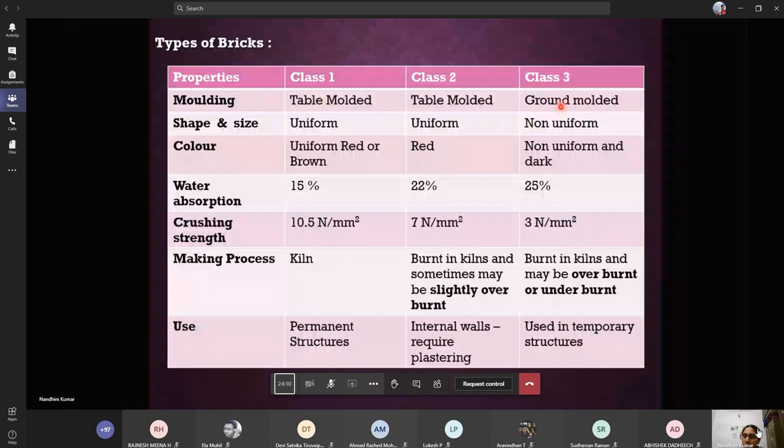You go for ground mold. You can see these ground molds in village sites, where people used to put their own clay in their land. They'll be doing everything by hand. That will not be used for commercial purposes. They use it for building their own houses and so on. That is ground molded.